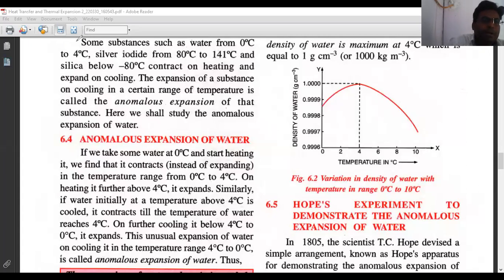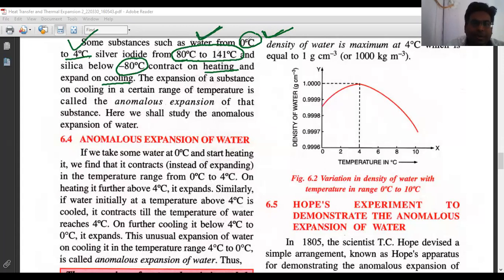Look at the next point. Some substances such as water from 0 degree Celsius to 4 degree Celsius, silver iodide from 80 degree Celsius to 141, and silica at minus 80 degree Celsius contract on heating and expand on cooling. Right. In this temperature range, when we are heating they contract, but on cooling they expand. So this is the anomalous behavior of water, right?